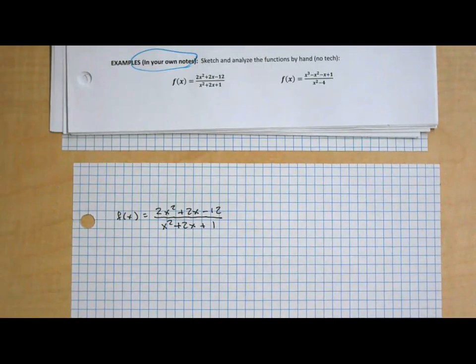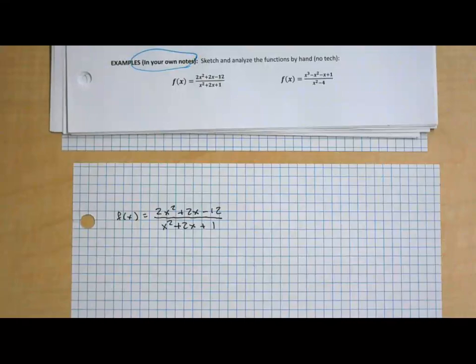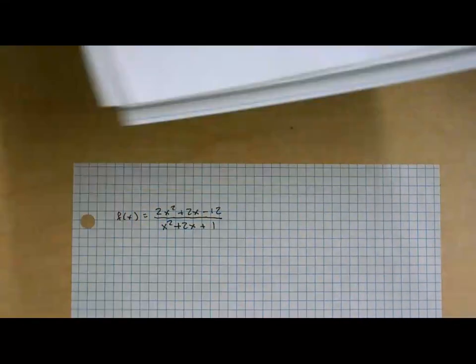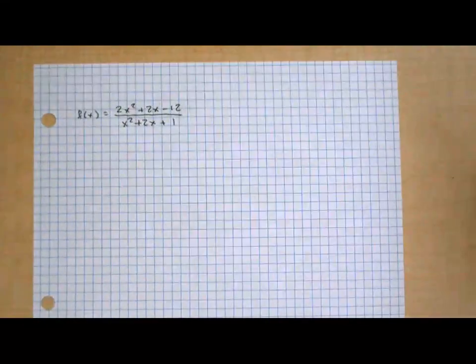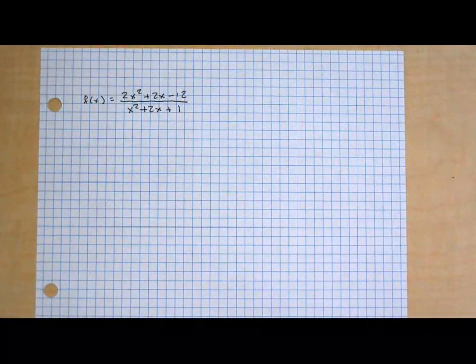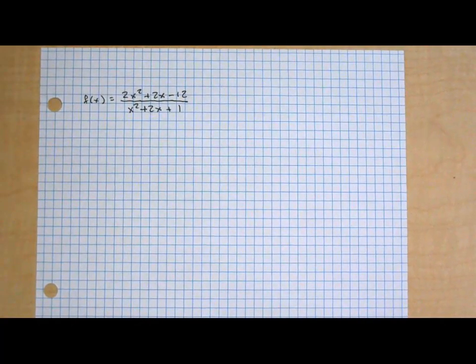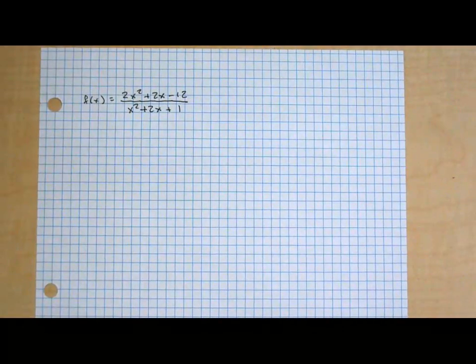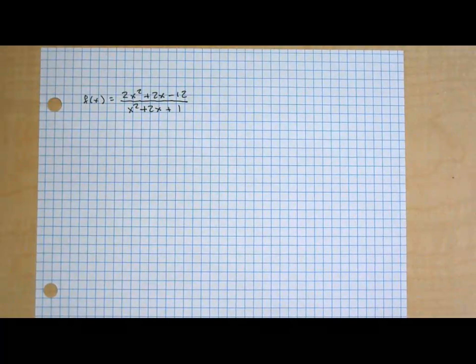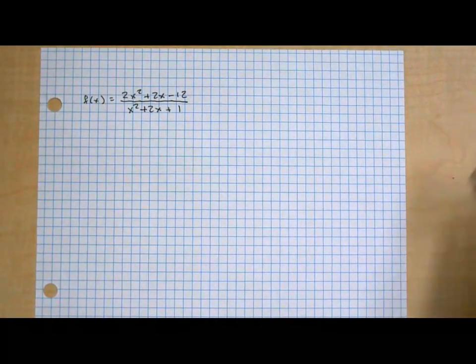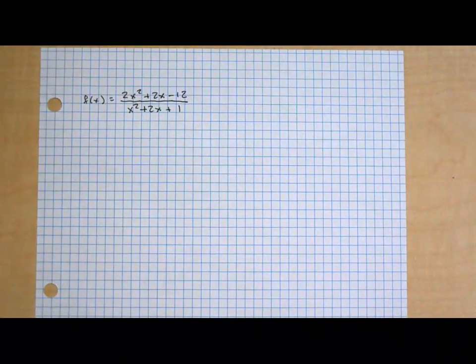So the instructions say to analyze and sketch. So analyze means all that fun stuff that we learned in chapter 1. X-intercepts, y-intercepts, domain and range, bounded, not bounded, continuous, not continuous. We'll look at symmetry, location of asymptotes, all that fun stuff. So for a lot of that, we're going to need a graph. So let's focus our attention on the graphing part.